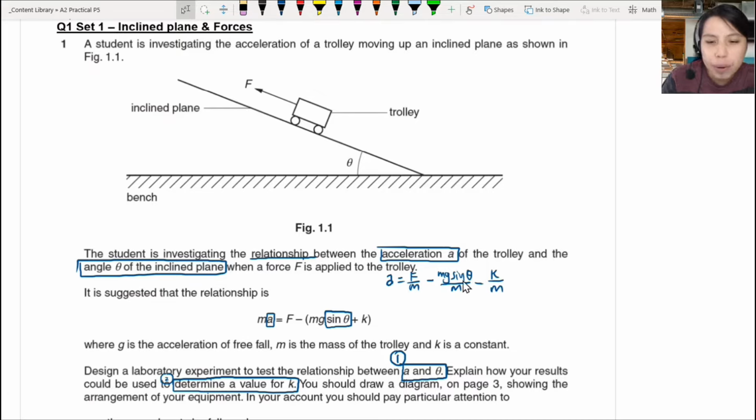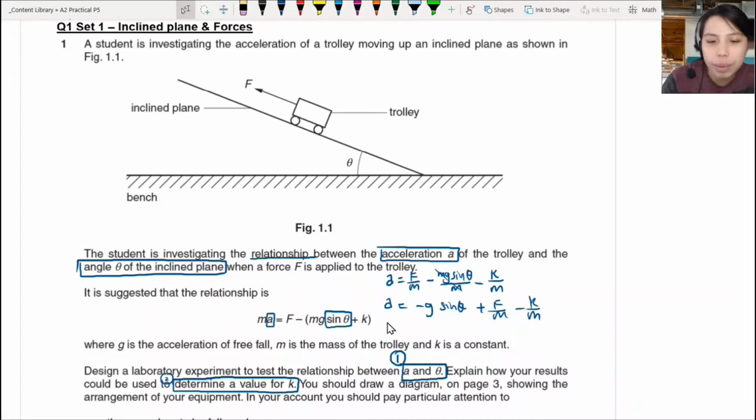Now I need to separate out sine theta. Wow, so many things here. Okay, never mind. We cancel out. A equals negative g sine theta. Everything else, I don't care, I throw at the back. Plus F over m, k over m. We're starting to see a straight line equation.